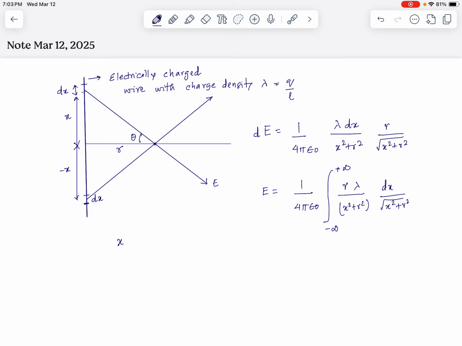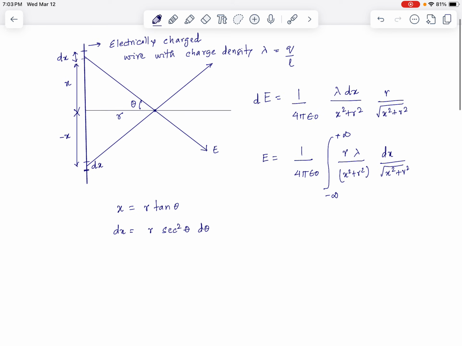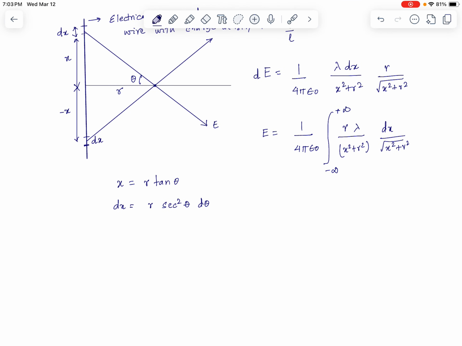Now to facilitate this integration, let's make this transformation. Write x here as r times tan of theta. So dx here equals r times secant squared theta d theta. That's what we get.